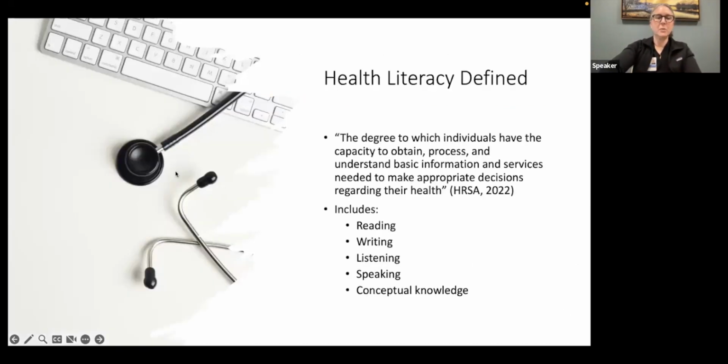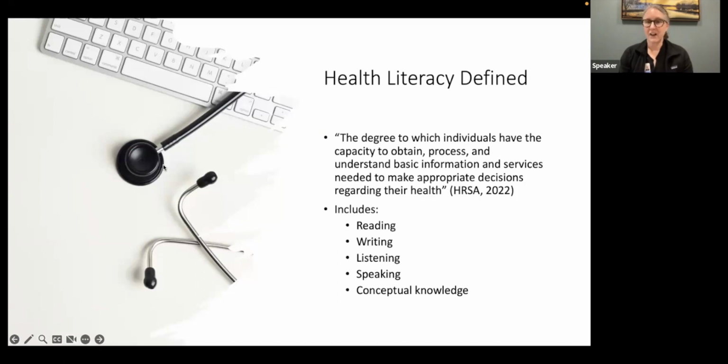Okay, so let's look a little bit at specific definitions of health literacy. So health literacy is defined as the degree to which individuals have the capacity to obtain, process, and understand basic information and services needed to make appropriate decisions regarding their health. So we know that literacy crosses all comprehensional barriers. So this includes reading, writing, listening, speaking, and conceptual knowledge.